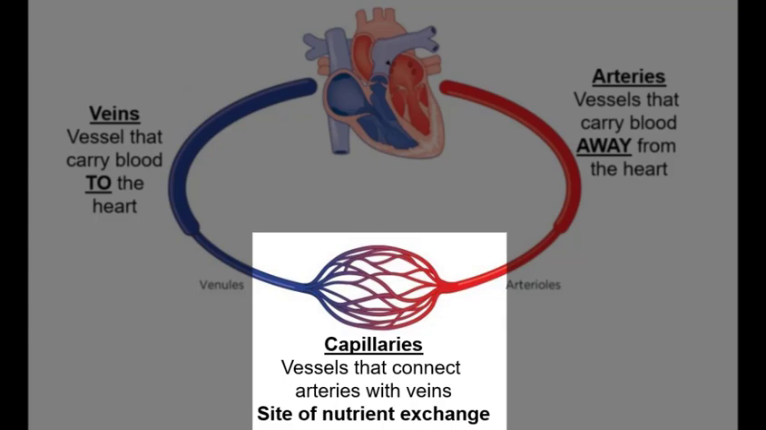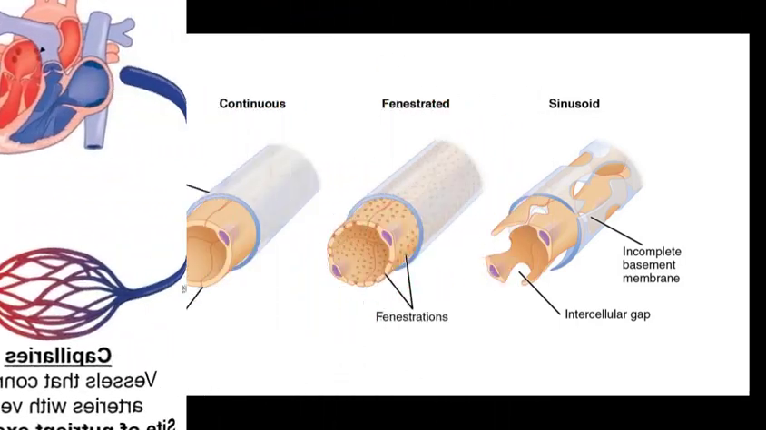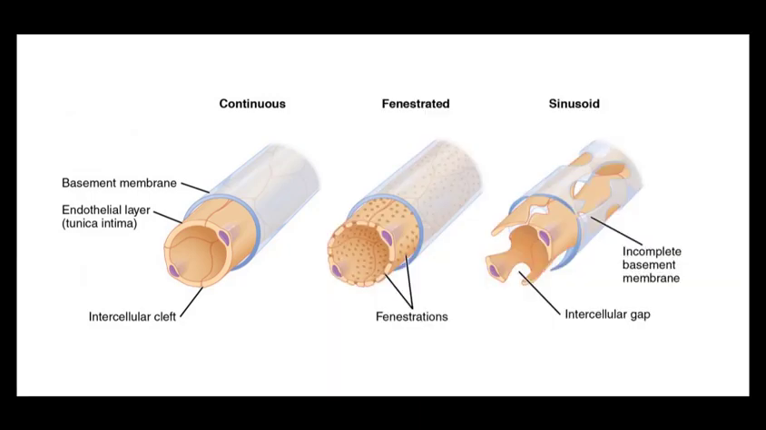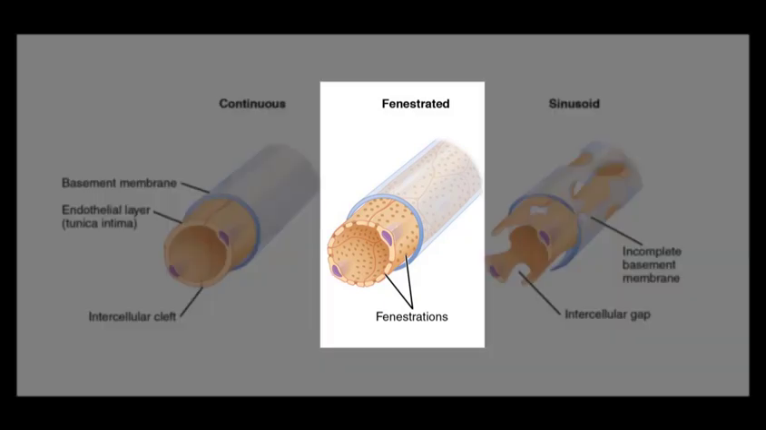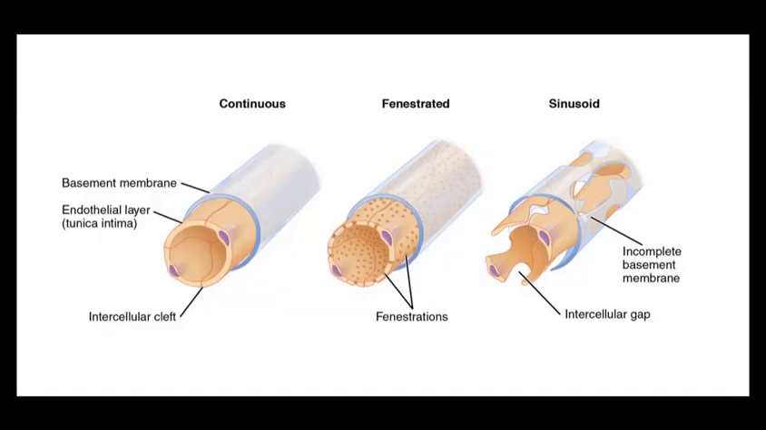It's sort of like a UPS driver leaving packages at your house at the same time that the waste removal truck is picking up your trash. Most of the capillaries in the body have small clefts between the cells to allow the exchange of nutrients and waste. And in some organs, those capillaries are designed a little differently, like the fenestrated capillaries in the kidneys that allow filtration of the blood, or the sinusoidal capillaries in the bone marrow that allow blood cells to be exchanged.